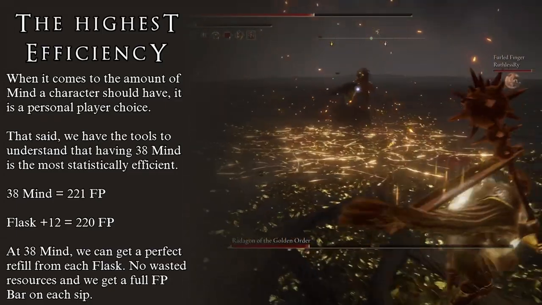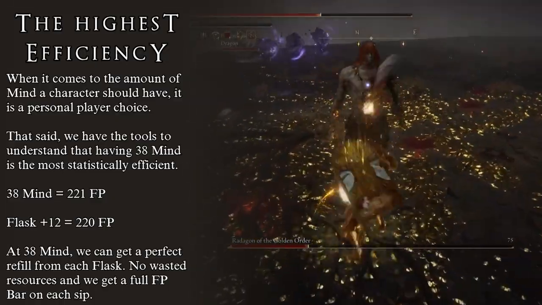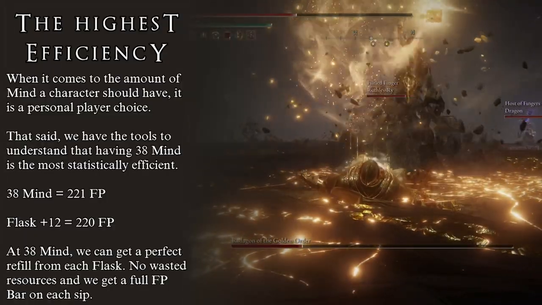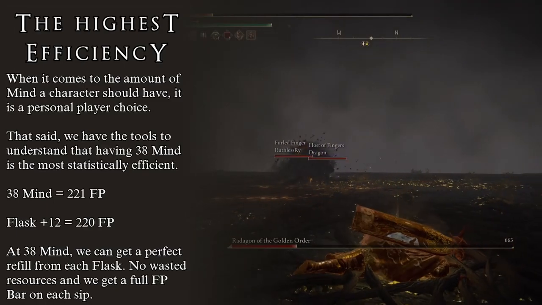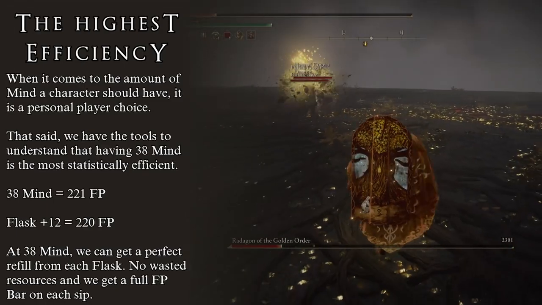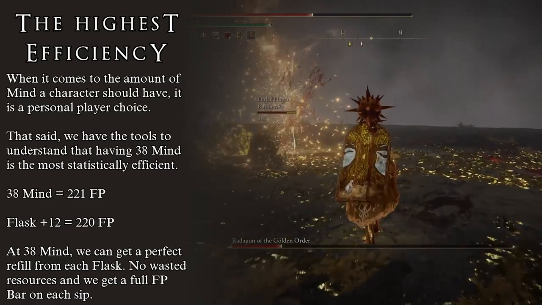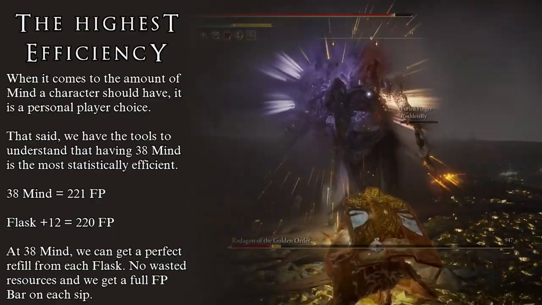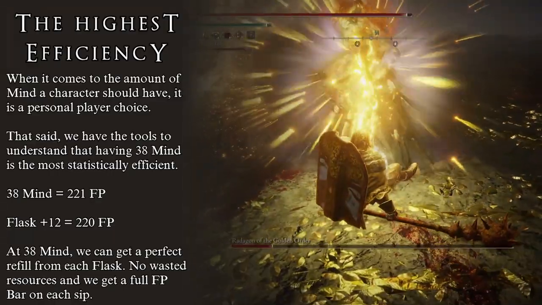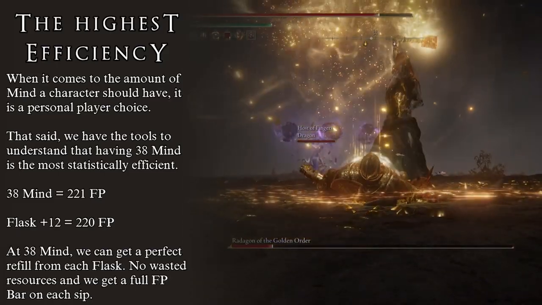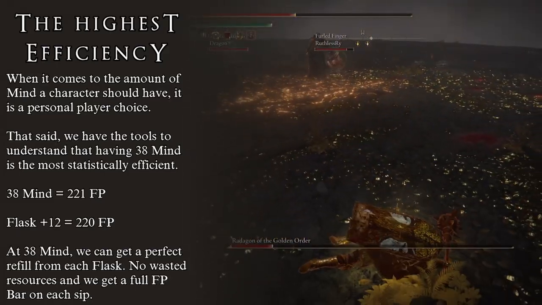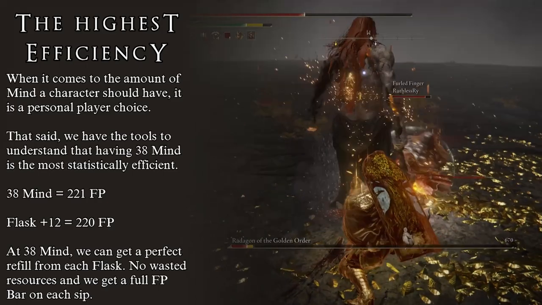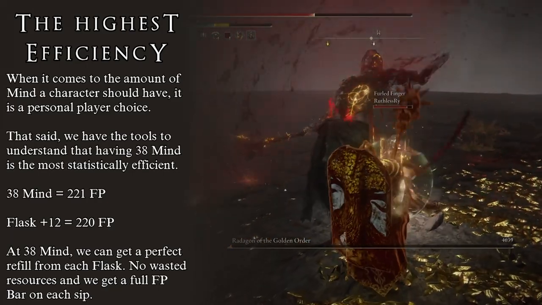That being said, I can tell you what is the most statistically efficient level of mind. My dear viewer, if you want maximum efficiency, you need to run 38 mind. And the reason is simple. At 38 mind, a character has exactly 221 FP. We know for a fact that a fully upgraded plus 12 Cerulean Flask recovers exactly 220 FP. This means that at 38 mind, you will always get the maximum amount of FP recovery, and it will always fill up your FP bar.